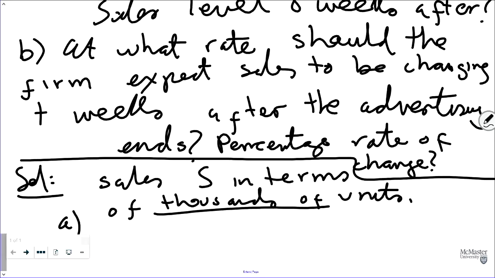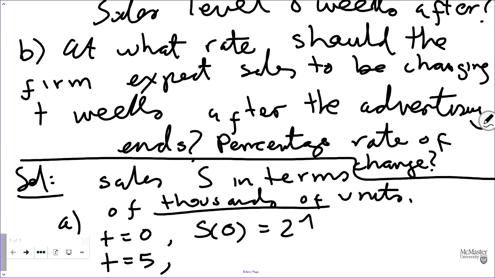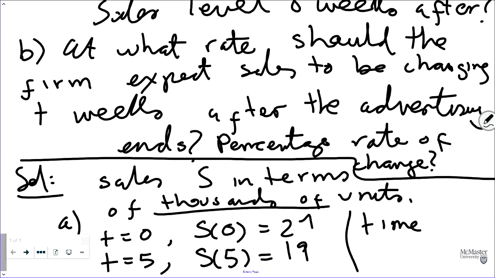So, for the first indication, we know that at the initial time, in the units that I have chosen, meaning weeks for time and thousands of units for the sales, the initial amount of sales is 21 in thousands. And for the second point that I'm given, after 5 weeks, that's why t is equal to 5, so 5 weeks after the initial time, S of 5 is equal to 19. Again, there is an indication that time is measured in weeks. Okay? So far so good?